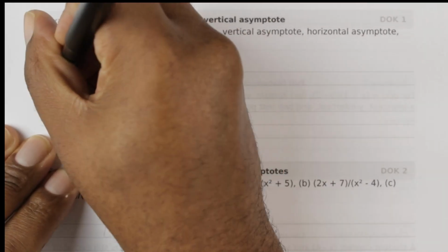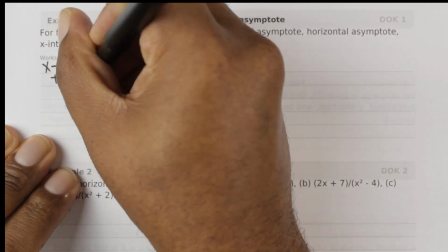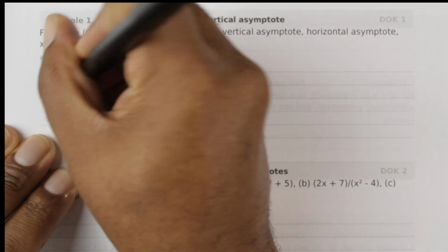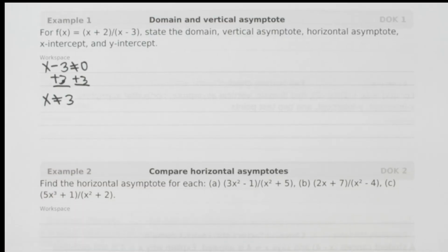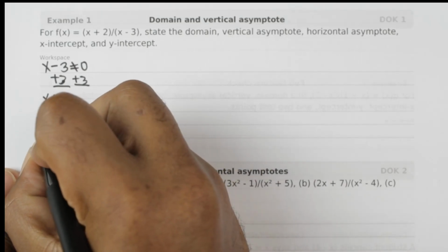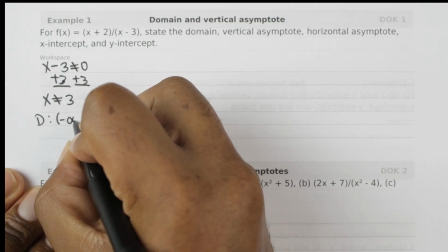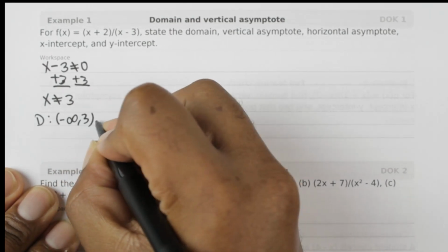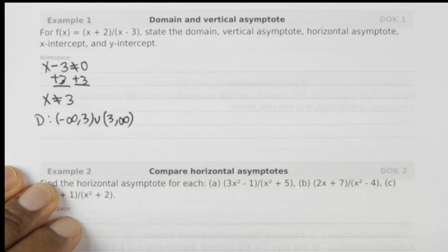We know that it cannot equal 0. Add 3 to both sides. We have x not equal to 3. Okay, so that's one domain restriction. So the domain is all real numbers with the exception of 3. Okay, so we would write that as negative infinity, comma 3, union 3, comma positive infinity.